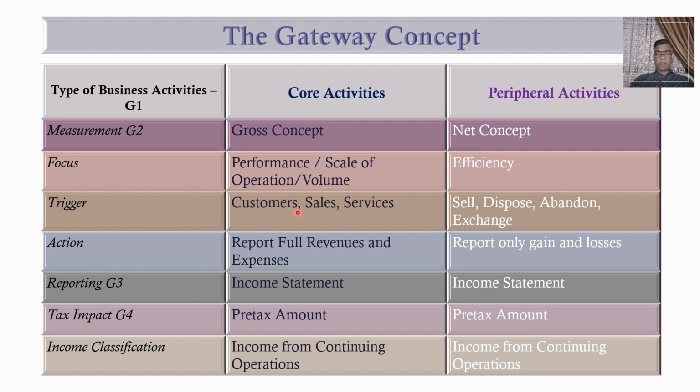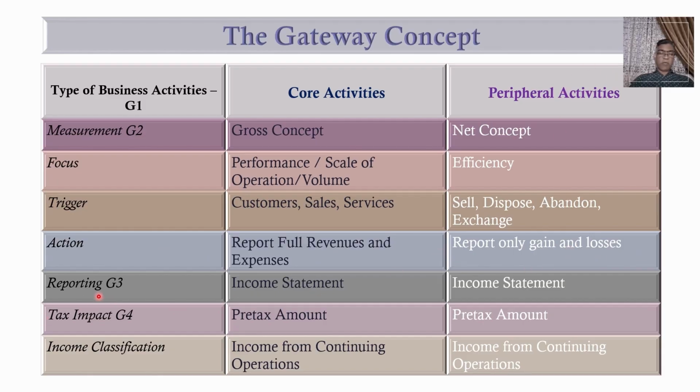Customer, sales, service. For peripheral activities: sales, dispose, abandon, exchange. You see, there is one difference. Sales on core activities and sell on peripheral activities are different. What action should we take? Report full revenues and expenses for core activities. Report only gains and losses for peripheral activities.